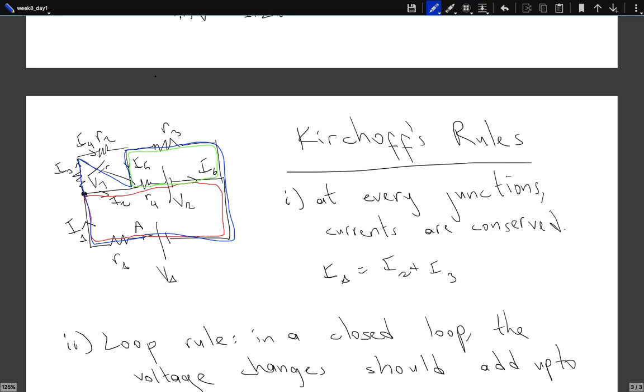So here, at this point, we know that I1 should be equal to I2 plus I3. That is one simple equation. At this point, I know that I4 should be I5 plus, let's call this I7. So those different equations, different loops you can think of, will all give you these 8 equations that you need to determine the 8 currents.